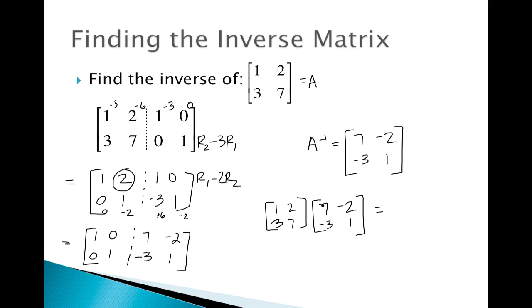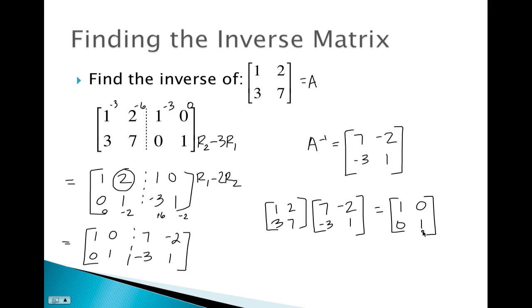So we get 7 minus 6, which is 1. Now we get -2 plus 2, so that's 0. Now we have 21 minus 21, which gives us a 0. And -6 plus 7 gives us a 1. Perfect. We have the inverse, so we are good.